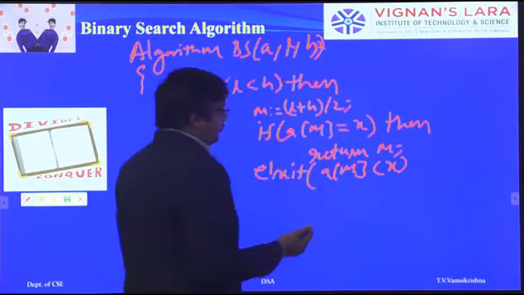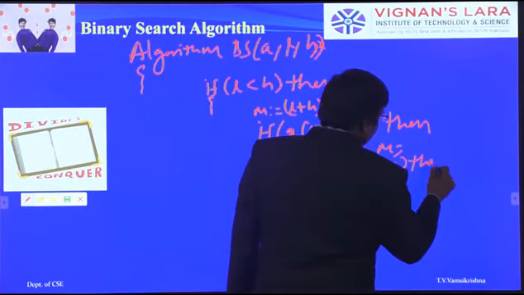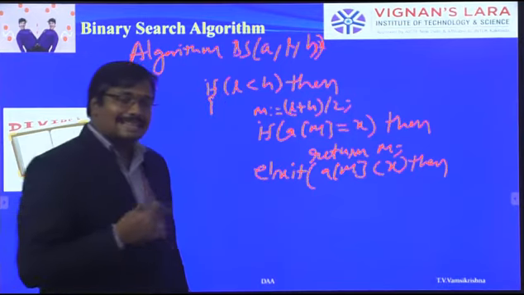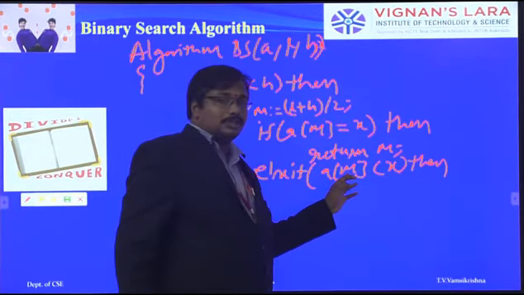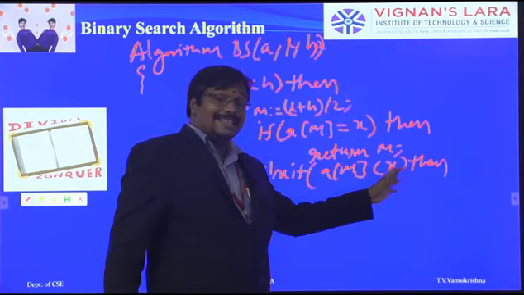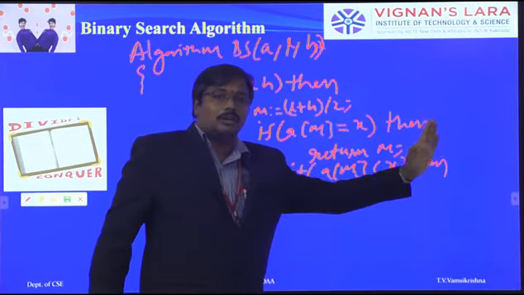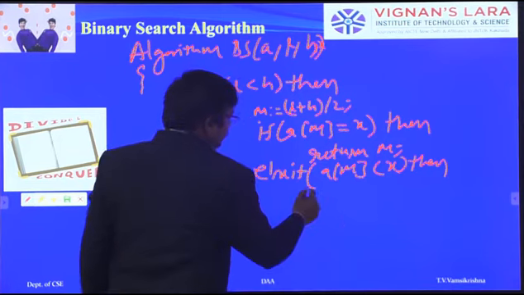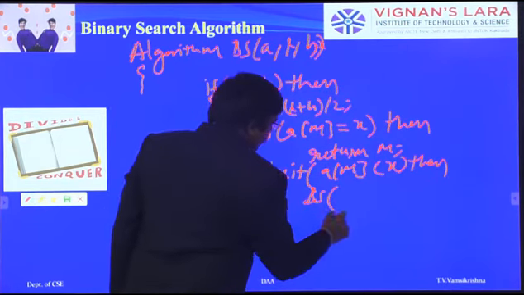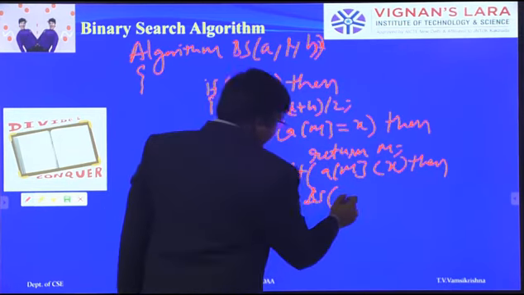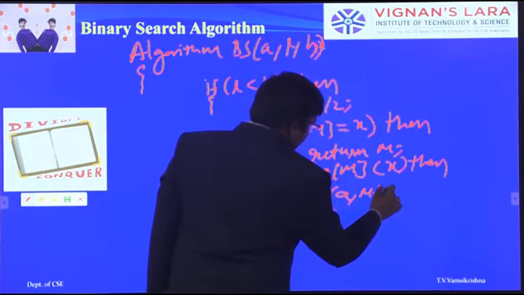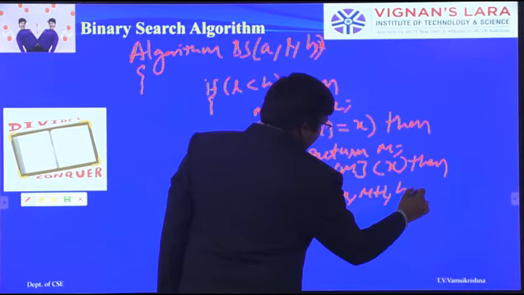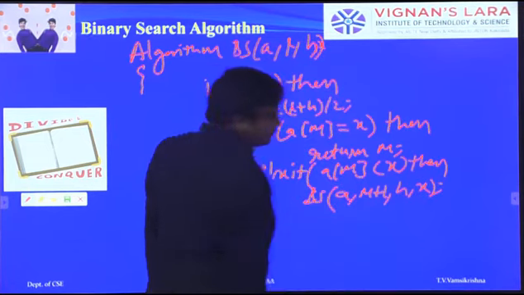Else, suppose this condition is wrong, so we need to check whether we want to go for the left half or right half. A of M less than X means that compared to the mid position, the X element is higher, which means we want to move to the higher half. So we need to call recursively: binary search of A comma, at this time the L value changes, so M plus 1 comma H comma X.